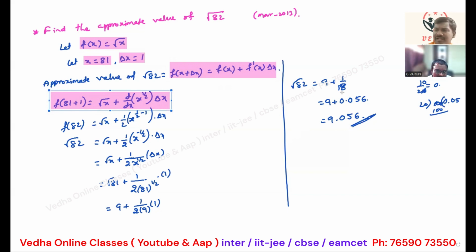1 by 18 value is also important, 0.056. So the final answer is 9.056, the required solution. This is the root 82 value, the approximate value of root 82. Understood? Yes, sir. Okay, one of the important questions for approximate values.